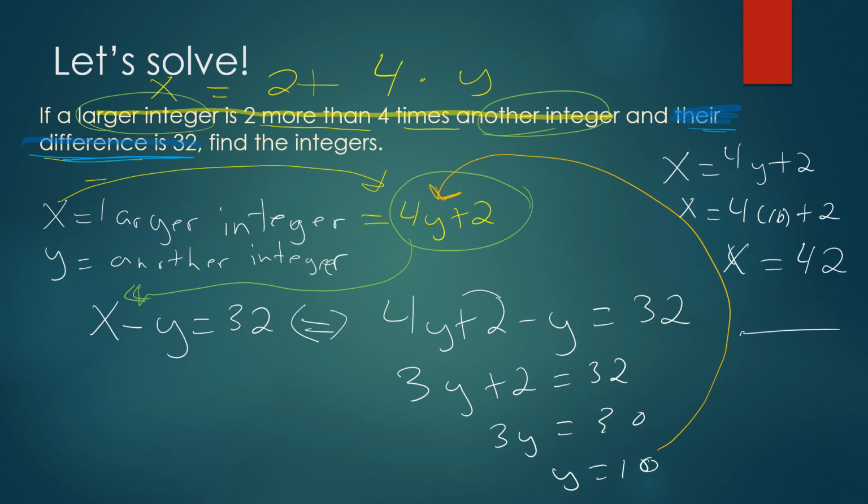So then we would finally say that the integers are 10 and 42. And here we've done our final step. We've labeled our answers. Since all these are our integers, we simply stated that these were integers. And that's it. This is what we call a direct translation problem because the equations come from a direct translation. However, a lot of applications require prior knowledge to come up with a relationship equation.